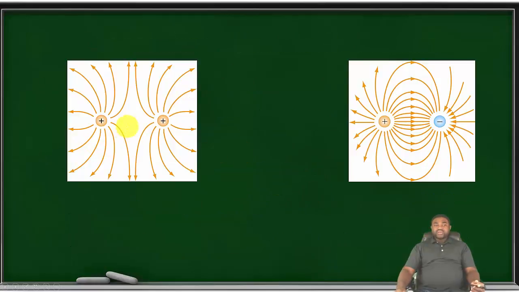If you look at this diagram, this is an electric dipole. It's positive-positive, the field lines. And this is positive-negative. You see that the field lines here repel each other. This point here is the neutral point where the electric field is zero. Now, if you have a positive and a negative, you see that the field lines leave a positive charge and terminate on the negative charge. And this is really an important diagram.